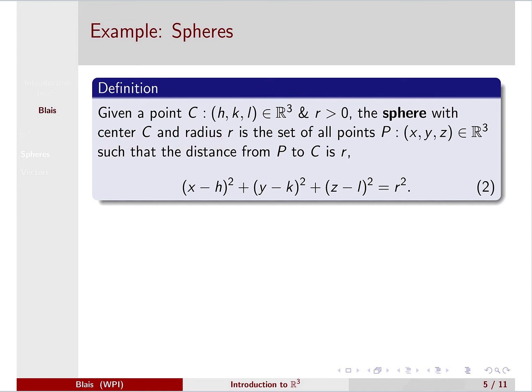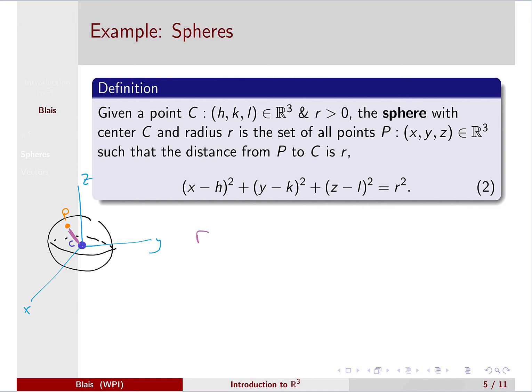C and radius R is defined as the set of all points P in 3-dimensional real space, such that the distance from P to C is R, the radius. The way you would imagine a sphere, if we now put our x, y, z axes in play, and the center is the point C, and then a point on the surface of the sphere is P, this distance between the two should be R.